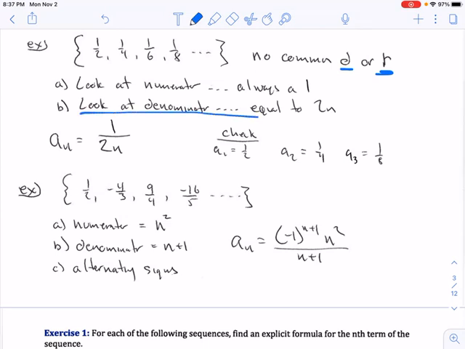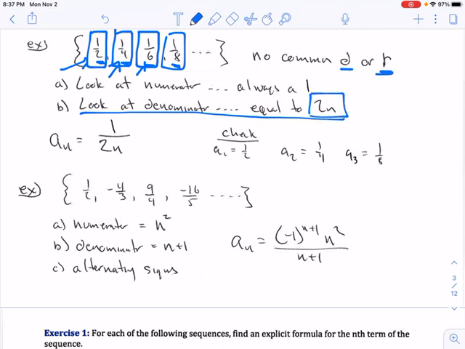The denominator, I look for its relationship to n. Look for the relationship of each term in the denominator to n. So in this term, this is when n is equal to 1, and yet the denominator is 2. In the second term, this would be when n is equal to 2, but the denominator is equal to 4. The third term is when n is equal to 3, the denominator is 6, and 4 and 8. So what we can easily see is that the denominator is 2 times n. It is twice n. So my nth term formula is going to be 1 over 2n.